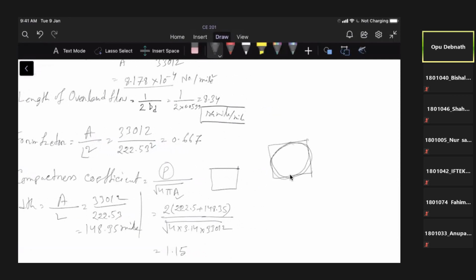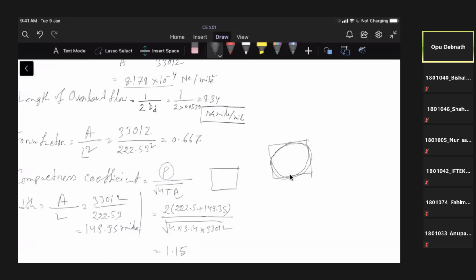So this is the ratio compared to, and if we consider the area as a square or circular, that means the periphery will be root over 4πA. So this is the periphery, and it is the ratio of the existing periphery divided by the equivalent circle.